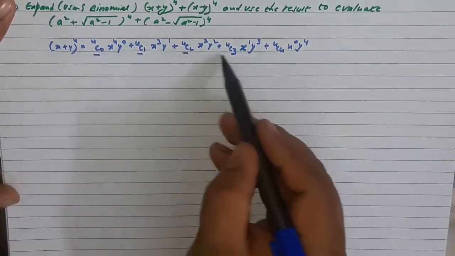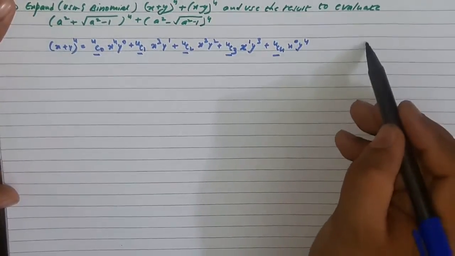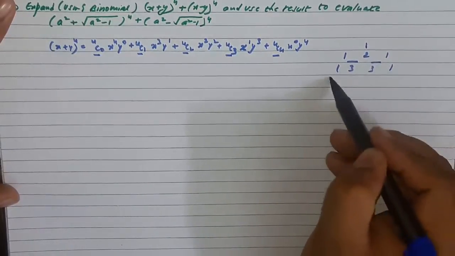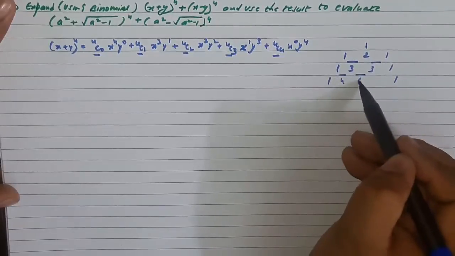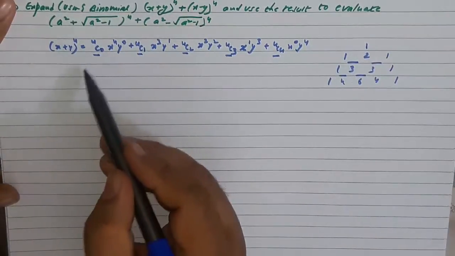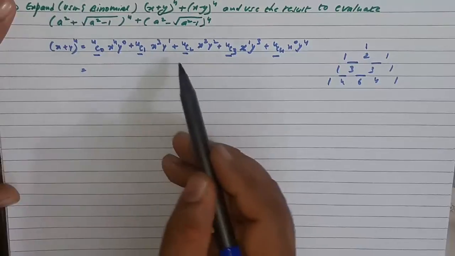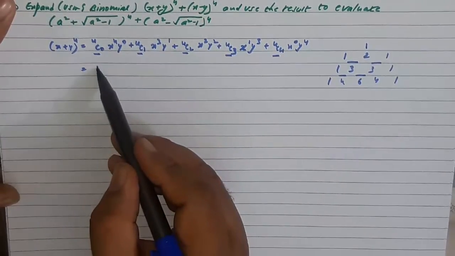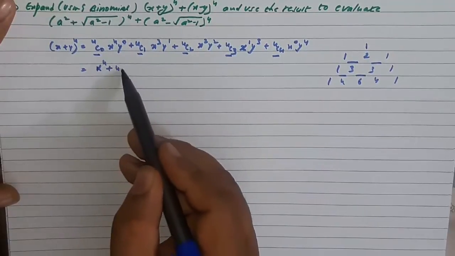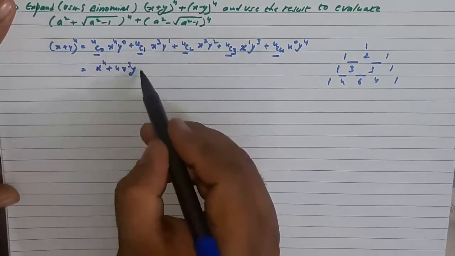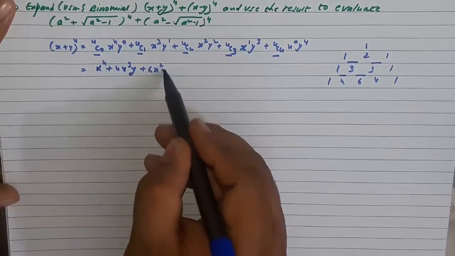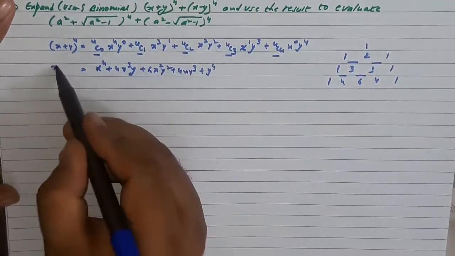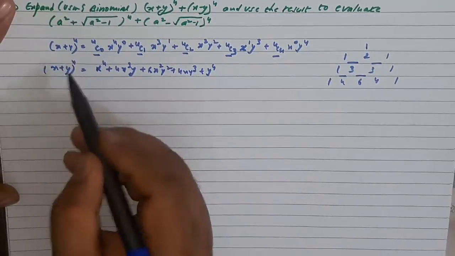In order to find the value of these, we have to frame a Pascal triangle: 1; 1, 1; 1, 2, 1; then 1, 3, 3, 1; then 1, 4, 6, 4, 1. So we have the values of 4C0, 4C1, 4C2, 4C3, 4C4 like this. So this will be 1, so 1 into x4, x4, then 4x cube y, then 6x square y square, then 4xy cube and y4. So this is your (x plus y) raised to power 4.